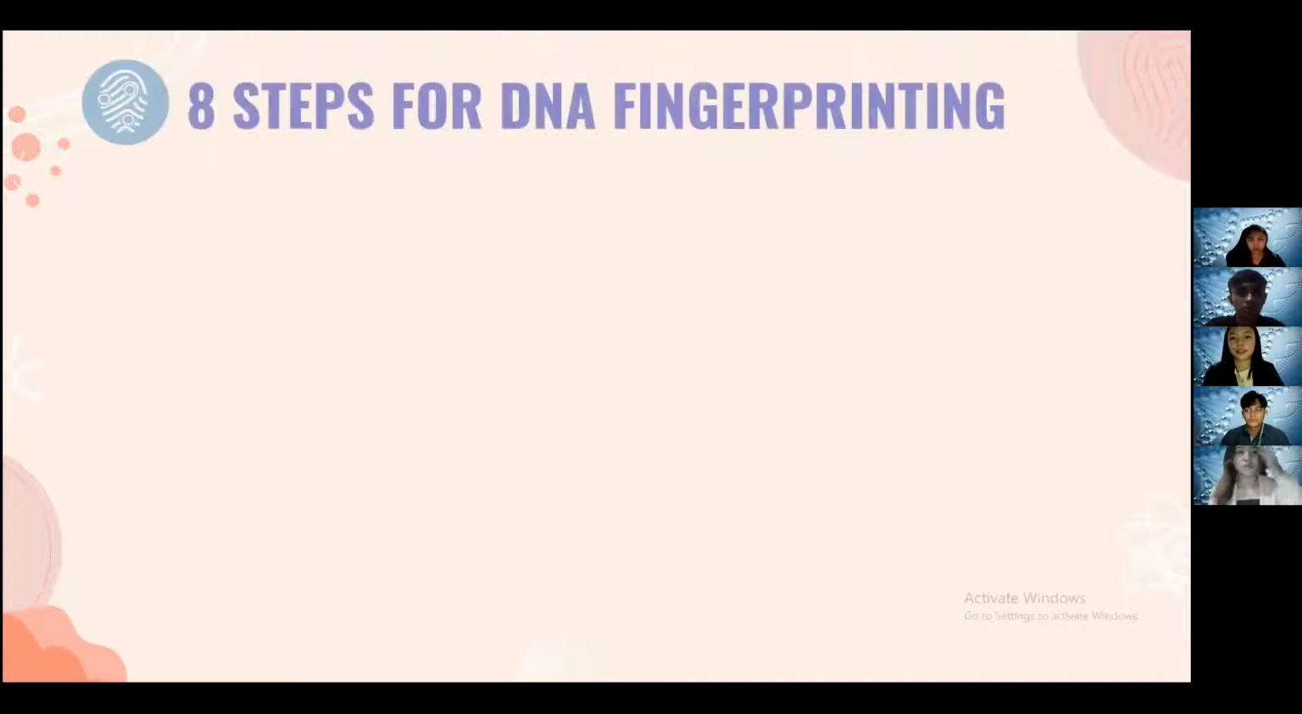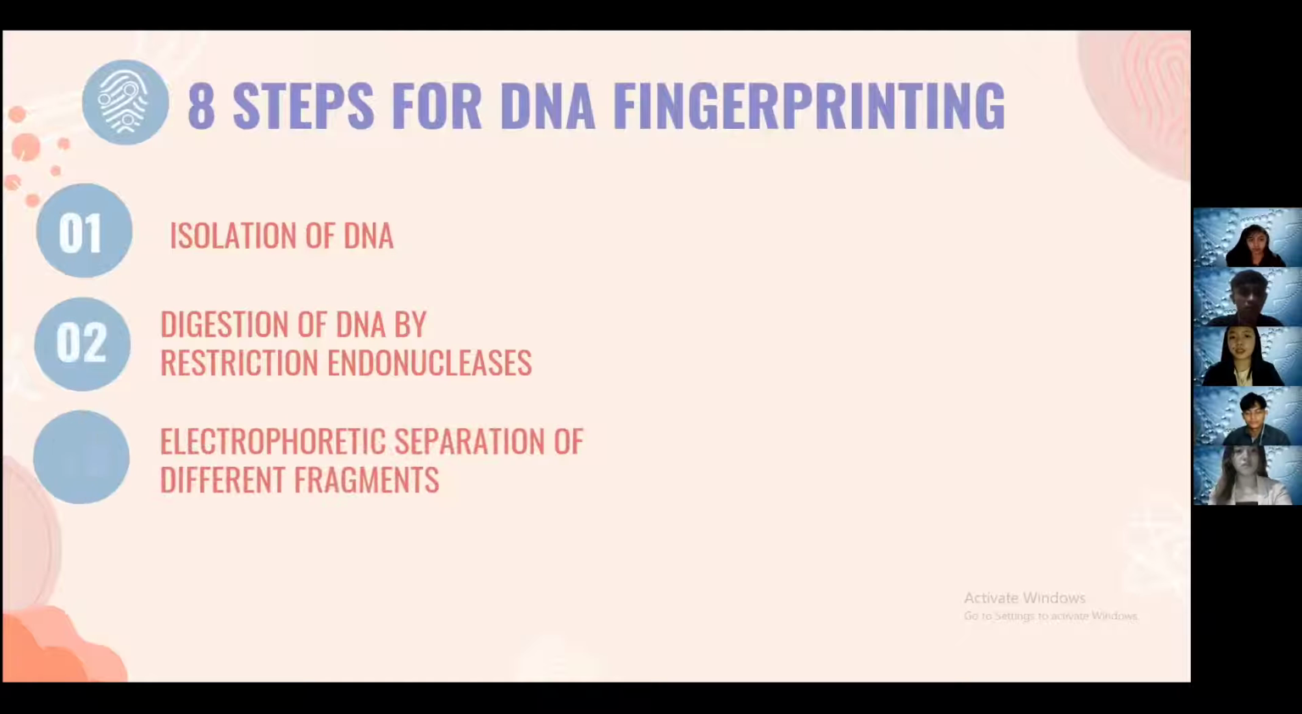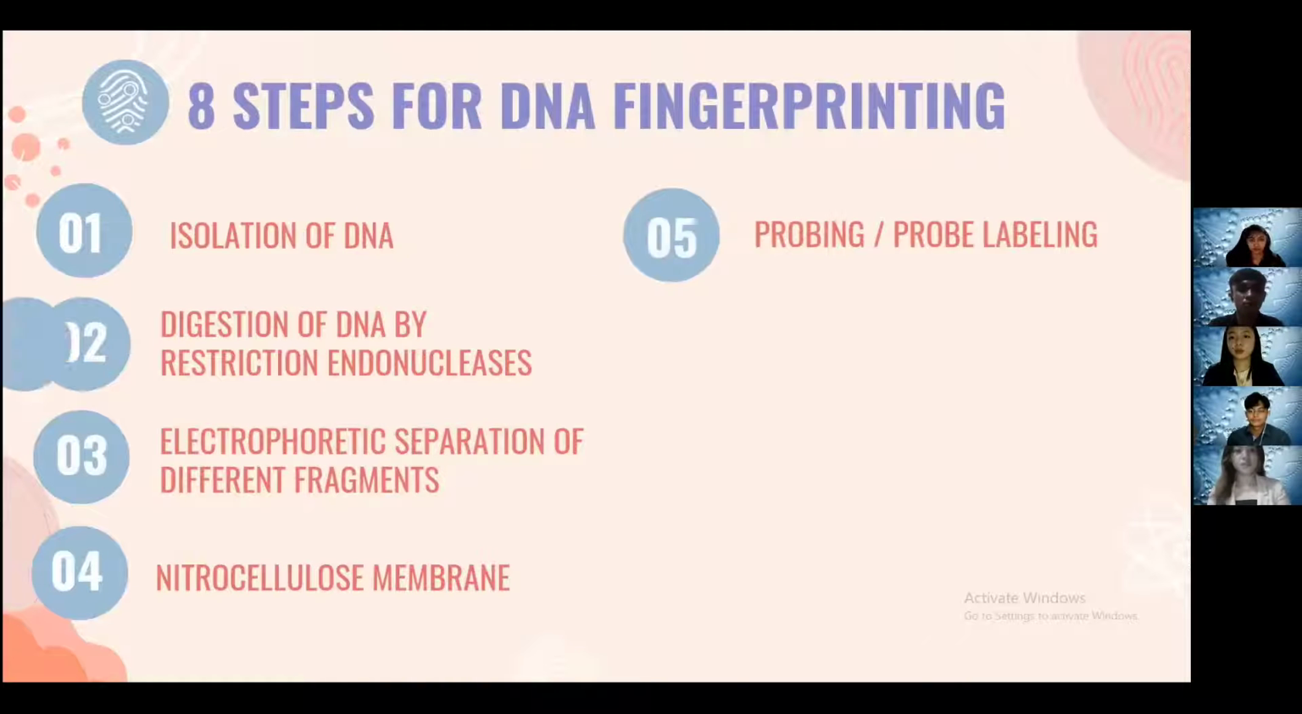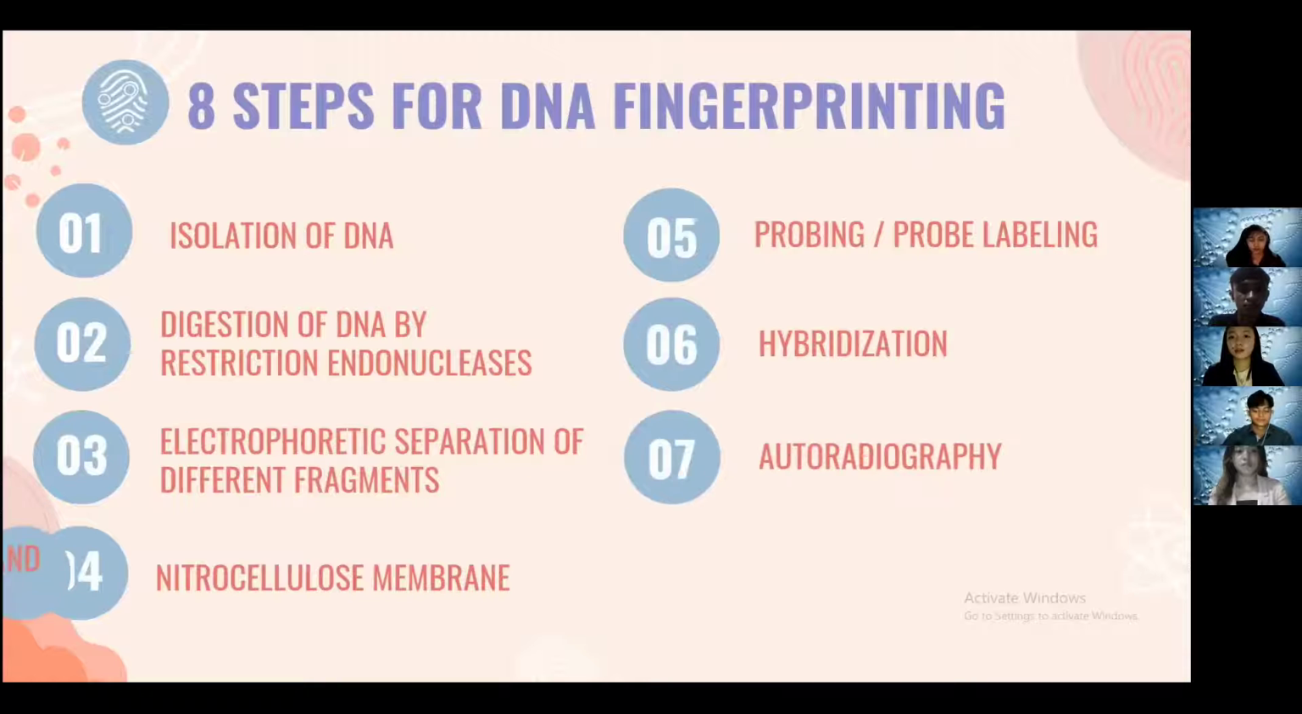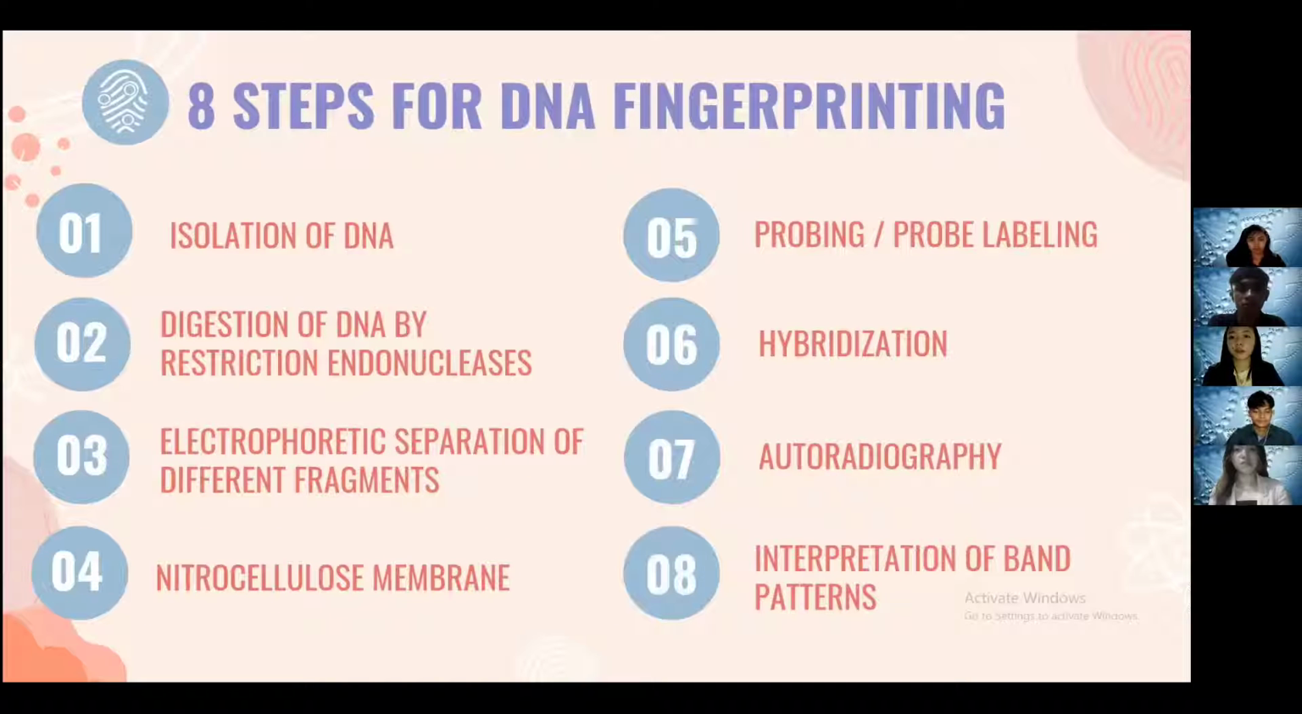There are 8 steps for DNA fingerprinting: isolation of DNA, digestion of DNA by restriction endonucleases, electrophoretic separation of different fragments, transfer of DNA onto a nylon or nitrocellulose membrane, probing or probe labeling, hybridization, autoradiography, and interpretation of band patterns.